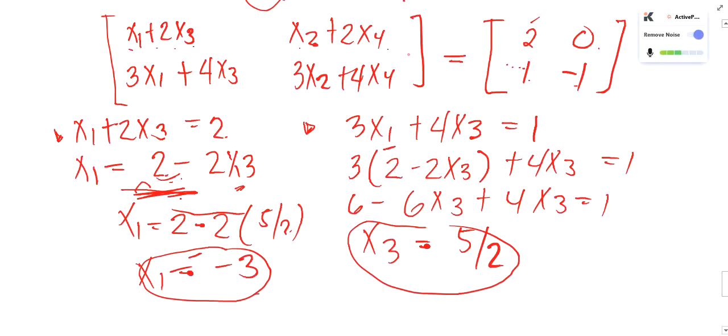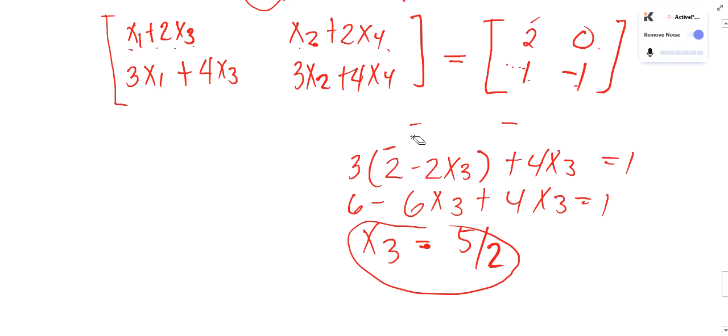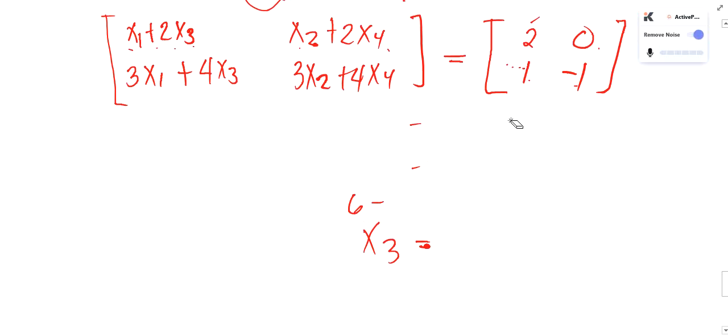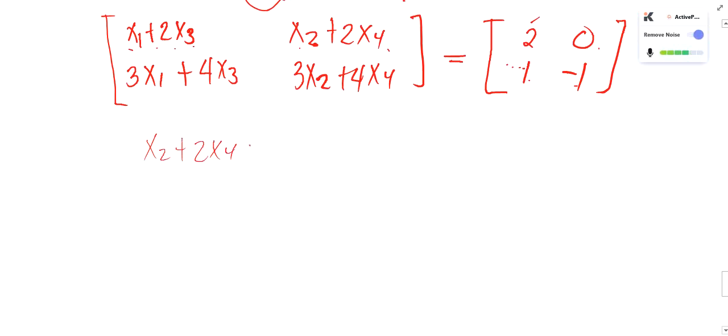So, dito naman tayo sa second column. So, plus 2x4 is equal to 0. So, erase lang natin to. So, yung x2, so yung x2 natin plus 2x4 is equal to 0. In terms of x4, makukuha natin yung value ng x2 which is 1 minus 2x4.